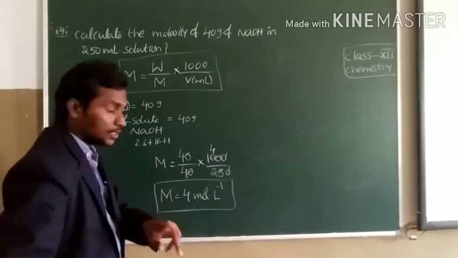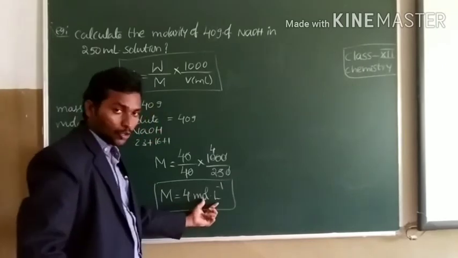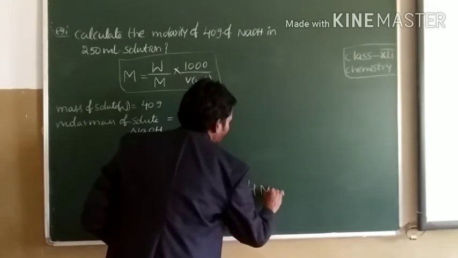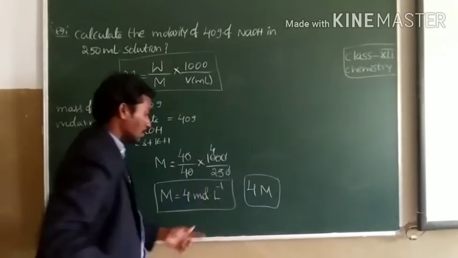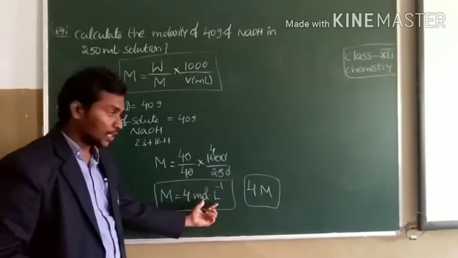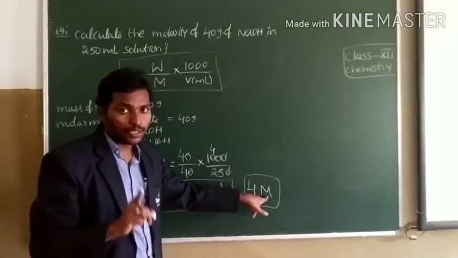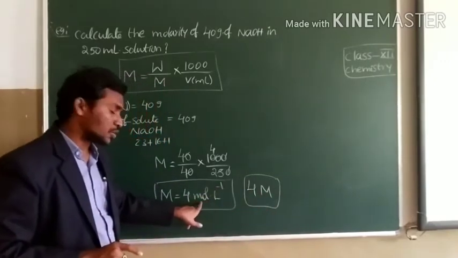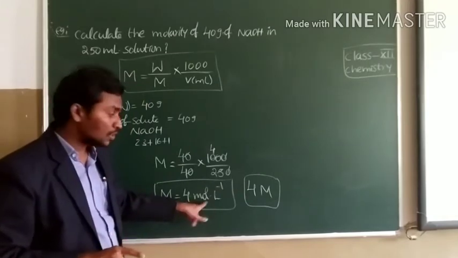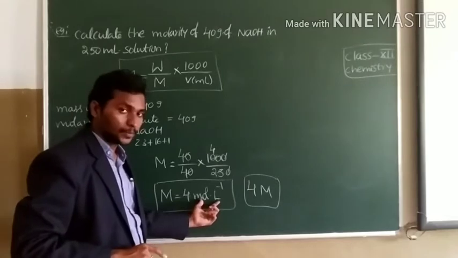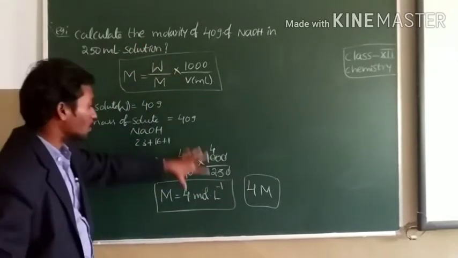Units of molarity, children, remember: the unit of molarity is mole per liter. Or you can also write 4 capital M. 4 mole per liter or 4 M, because capital M indicates molarity. Molarity means the number of moles of solute dissolved in 1 liter of solution. That's why the unit of molarity is mole per liter. So this is the way we have to do the problem.